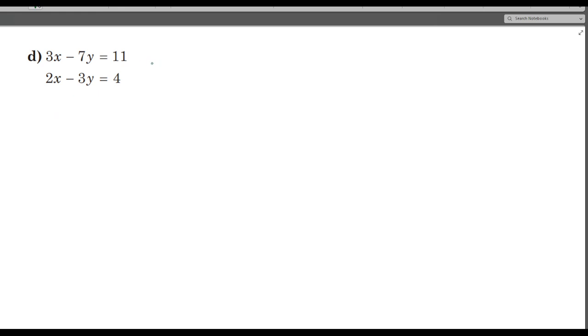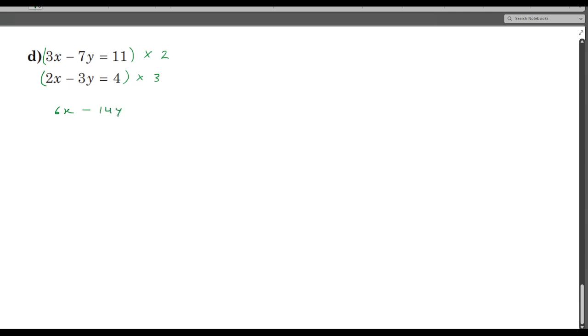So better let us make the coefficient of x the same. For that, you can multiply the first equation by 2 and you can multiply the second equation by 3. So the coefficient of x becomes 6 in both cases. So my first equation will become 6x minus 14y is equal to 22, and my second equation will become 6x minus 9y is equal to 12. Then, as the coefficient of x is the same with the same sign, I will subtract so that x will eliminate.